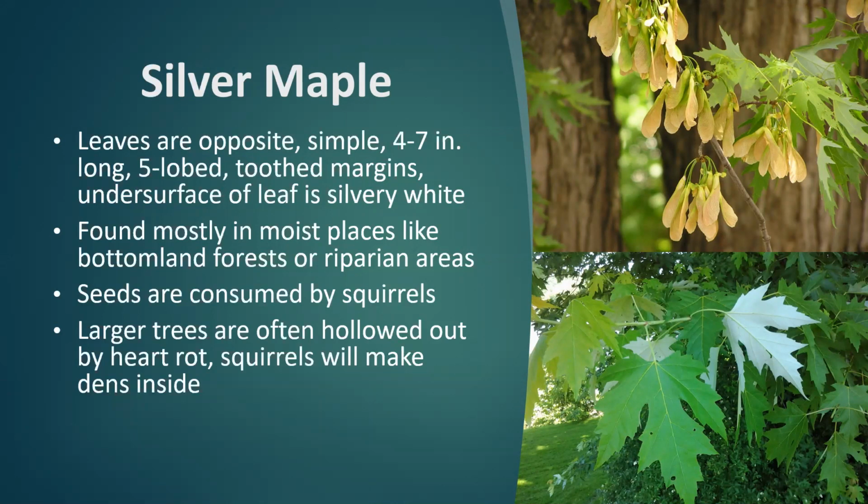Silver maples are again common in Illinois, but in comparison to the red maple, the silver maple tends to stay in very moist areas, where the red maple has that capacity to spread to several different habitat types and is more of a generalist. Silver maples are more of a specialist in that they really like and prefer moist areas. So these are going to be your bottomland swamps, bottomland forest, or riparian areas. So again, along streams, creeks, or rivers.